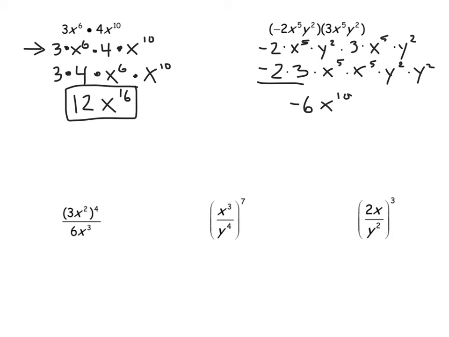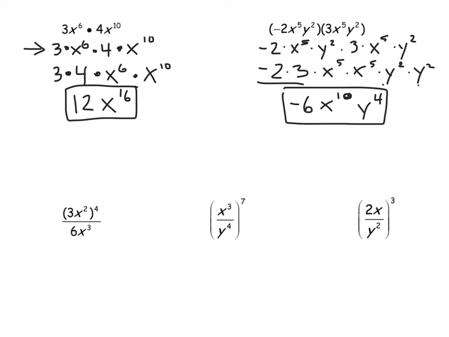And then we have again a base of y and a base of y right here, and that means we keep the base of y and we add the exponents, which is 4. So negative 6 x to the 10th, y to the 4th.